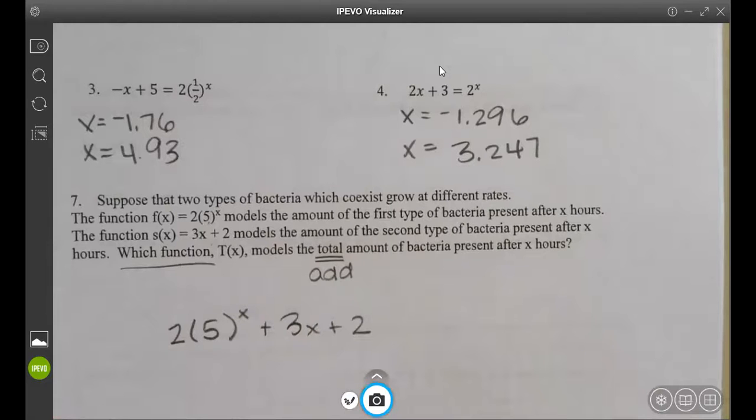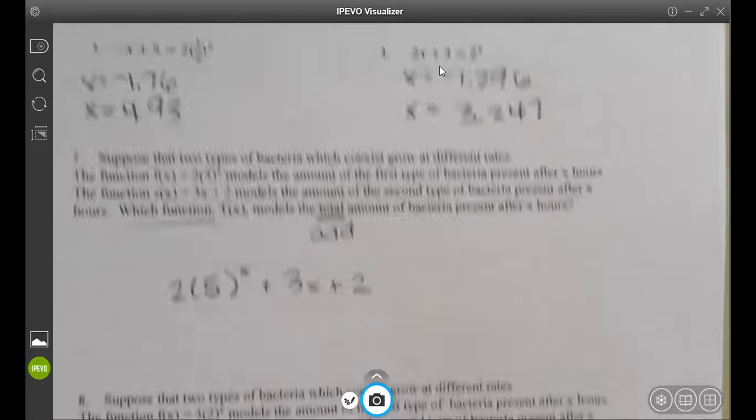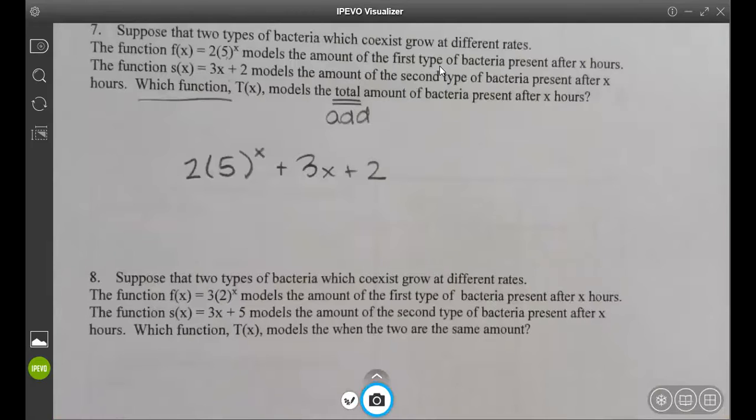So this will probably be a multiple choice, okay? Multiple choice on your final exam. That's it. There's nothing else to do. It just says write a function. Suppose that the 2 types of bacteria which coexist grow at different rates. They're the same thing. Models the amount of the second type of bacteria.